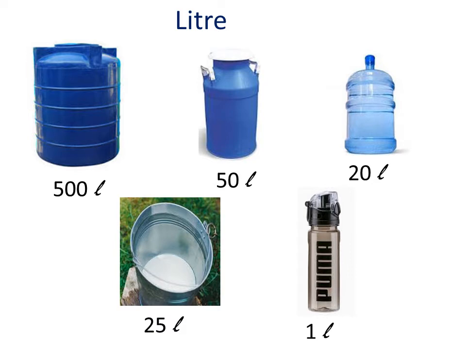Liter. Liquids like water, milk and oil are usually measured using measuring cans. The unit of capacity is liter. We write small l for liter. So here you can see this water tank holds 500 liters of water. This milk can holds 50 liters of milk. This water can holds 20 liters of water.